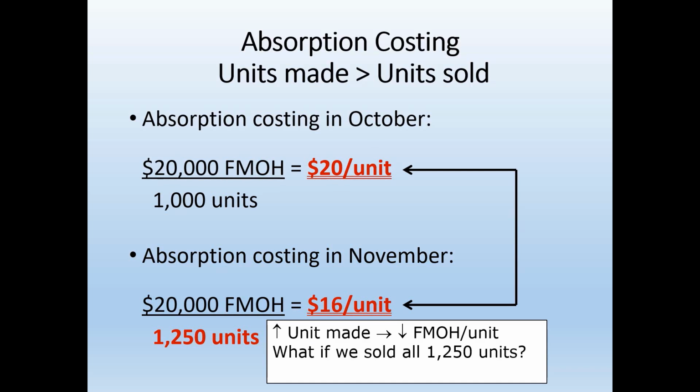Now, what would happen if we sold all 1,250 units? That would mean that all of the manufacturing overhead would still end up on the income statement as cost of goods sold. But that's not what happened here. We only sold 1,000 of these units. Let's see what effect that has on our understanding of operating income under absorption costing.